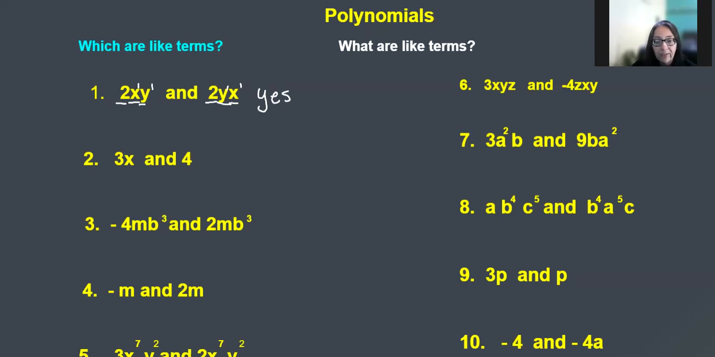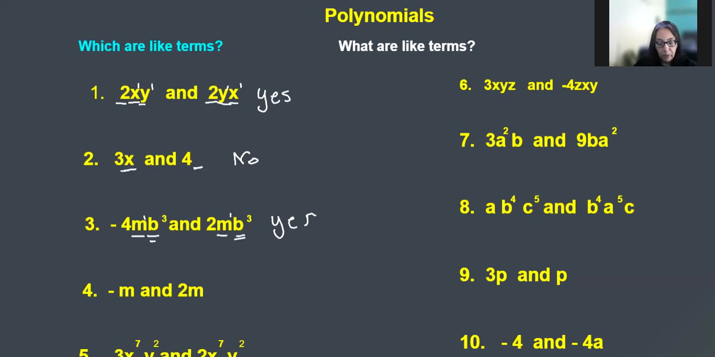Take a look at number 2. I've got 3x and 4. Well, the first term has an x. The second one doesn't have an x, so they're not like terms. Same letters, same exponents for those letters. Let's take a look at number 3. Well, they both have an m, and those m's are to the first, and they both have a b to the third. So yes, they are like terms.